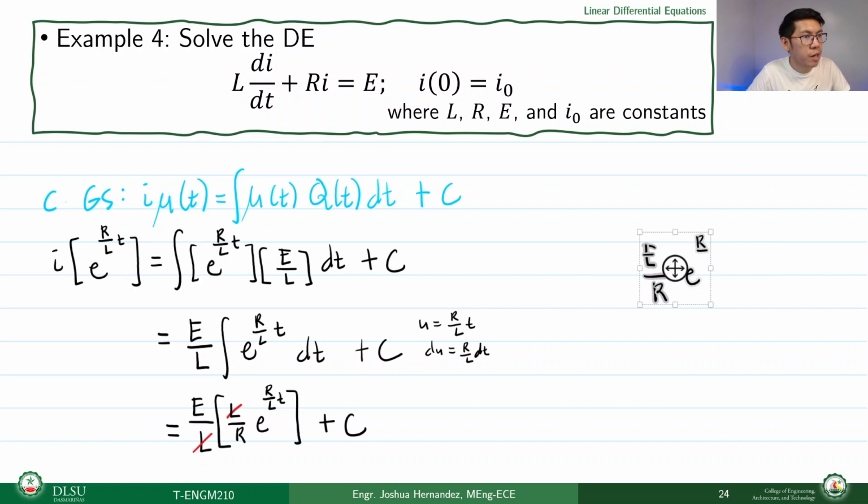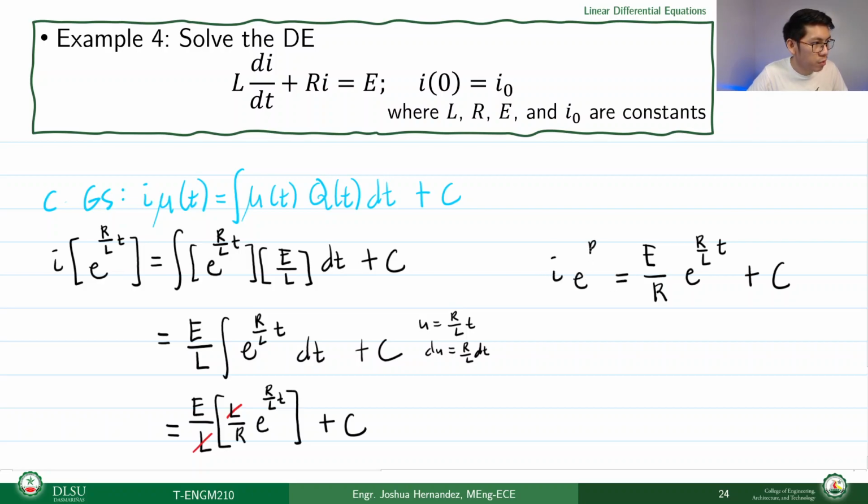Okay. E over R over L, and then T plus C. That is our right-hand side. Of course, copying, we have I E raised to R over L and then T. Now, if we divide the whole equation by 1 over E raised to R over LT, we can eliminate the E raised to R over LT on the left-hand side.